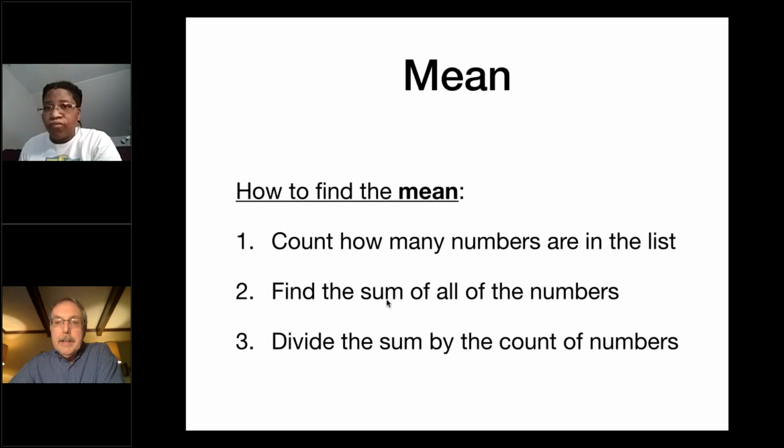After you do that, here's where you do the division. You divide the total that you found in step 2 by the count that you figured out in step 1. So it's probably easier to see it in an example. So we'll look at how you find an average or a mean.